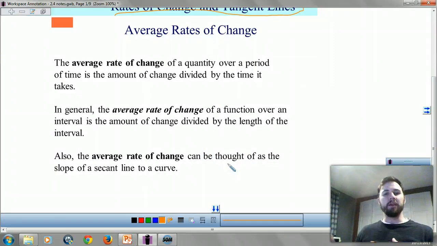Average rate of change over a period of time is the amount of change divided by the time it takes. Your total amount of change divided by how much time it takes gives you the average change per specific time. The reason this is important: if I have a curve, let's say it's your money over time, and you want to know how much it's changing at a given time, so you know if you should sell your stock or buy more of it. That's actually going to be the slope of a secant line to a curve. What does that mean? Well, let's take a gander.